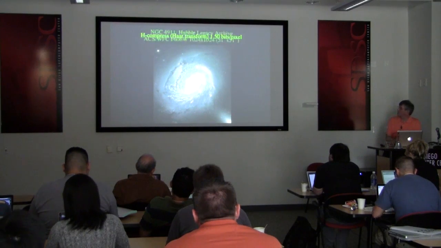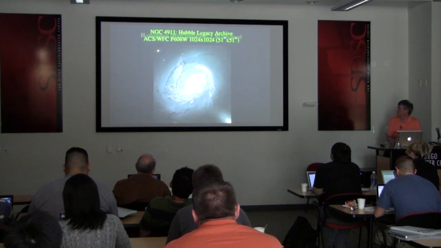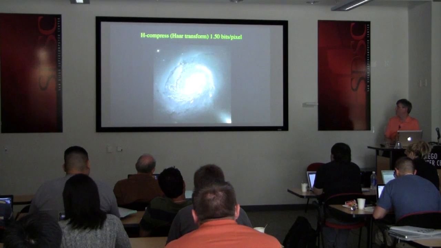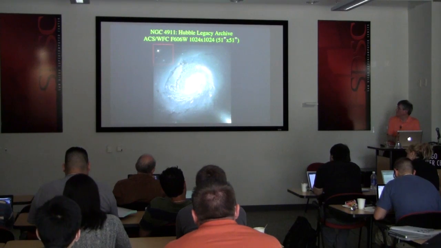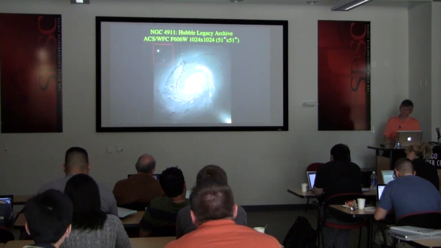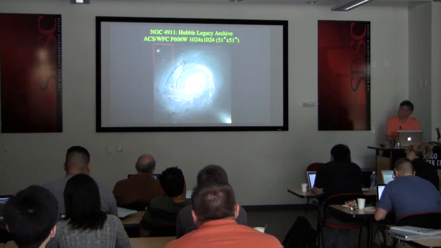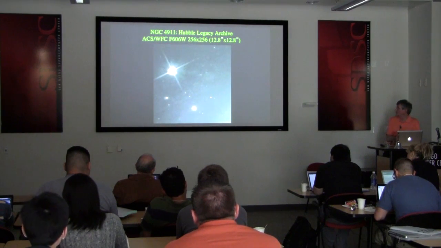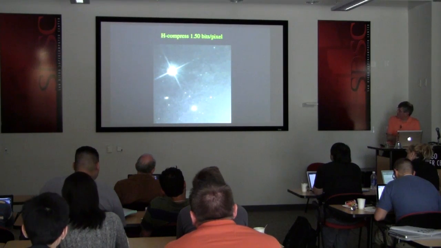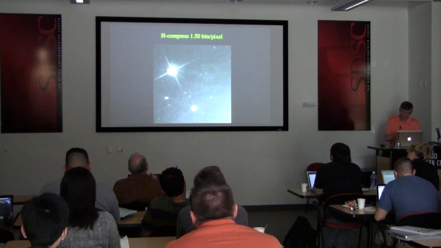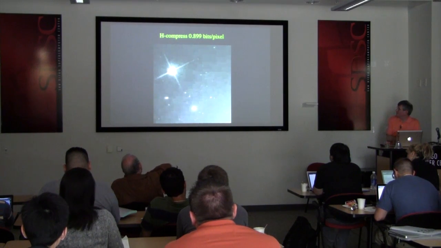If you take this image, the original image was 32 bits per pixel. You compress it to 1.5 bits per pixel. That's what you get. 0.9 bits per pixel, 0.5 bits per pixel. And it's very hard to see the difference. So really, you can't, at this scale, see the difference. If I zoom in, then you can see what's going on. Here's the original image, then 1.5 bits per pixel. There's a little bit of blockiness that's appeared there. I'm not sure if you can see that or not.